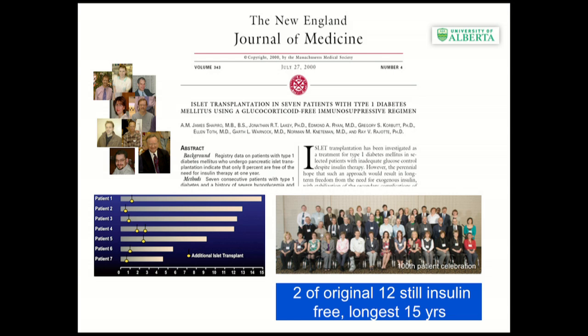So we published this in 2000. This is in the New England Journal of Medicine, where our first 7 patients receiving islets under what we subsequently called the Edmonton Protocol, all of the patients that had the transplants were able to come off insulin and remain off insulin for a period of a year. And in fact, now 15 years later, 2 of the original 12 are still completely insulin-free with full function. And we've just refined this treatment over the course of time to try and further improve it.